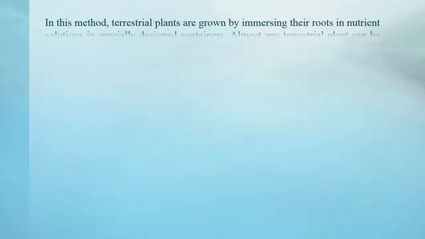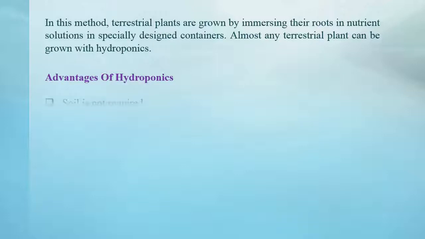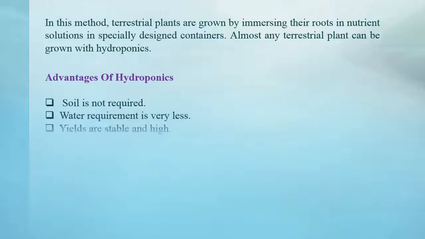In this method, terrestrial plants are grown by immersing their roots in nutrient solution in specially designed containers. Almost any terrestrial plant can be grown with hydroponics. Hydroponic plants have some advantages, which are: first one is soil is not required. Second, water requirement is very less.